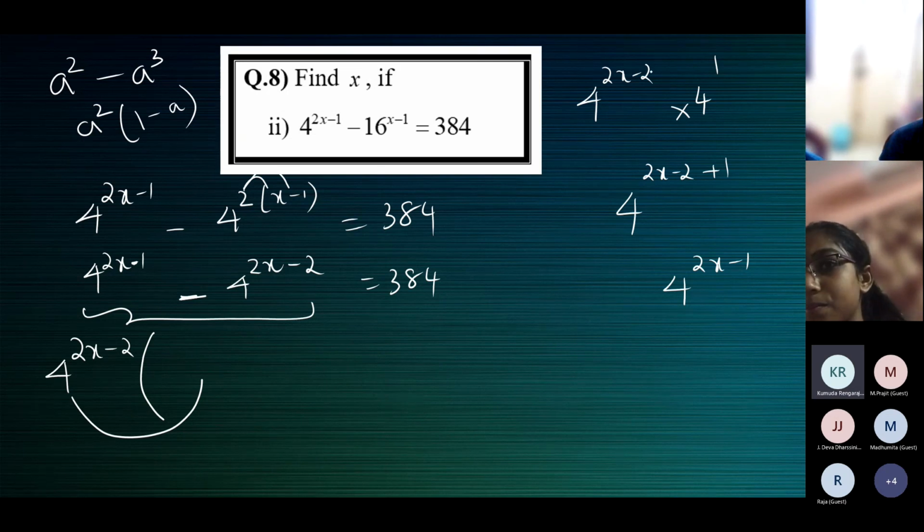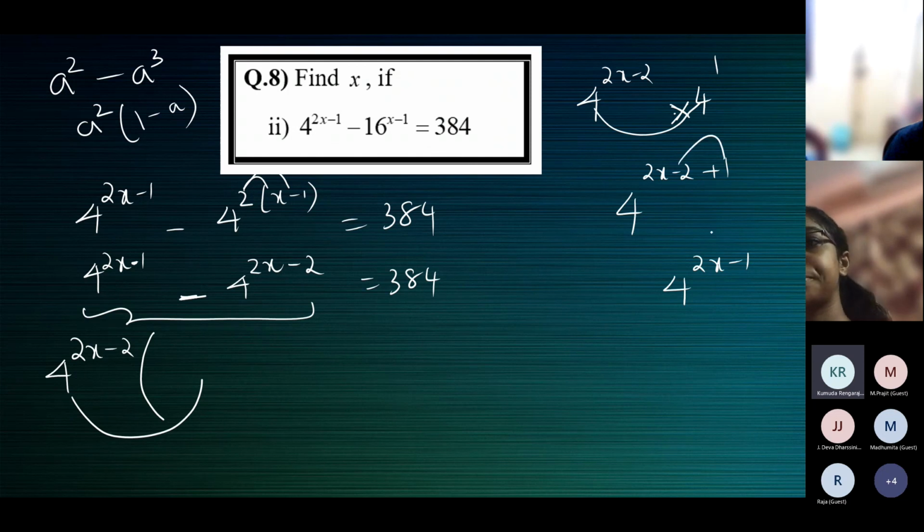4 to the power 2x minus 2 is outside common. It should be multiplied by 4 to the power 1 to get 4 to the power of 2x minus 1. Because bases are same and it's multiplication, so we add the powers and you'll get 2x minus 1. Minus 2 plus 1 is minus 1. So here I must write 4 to the power 1. 4 to the power 1 I must write.